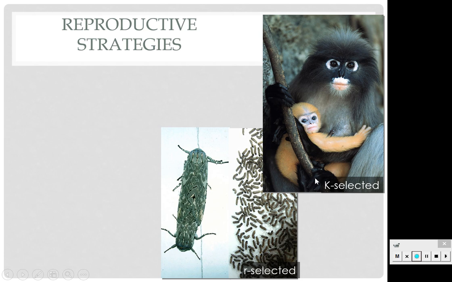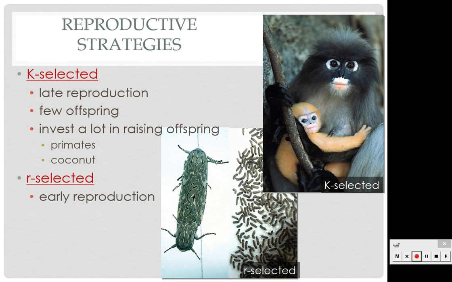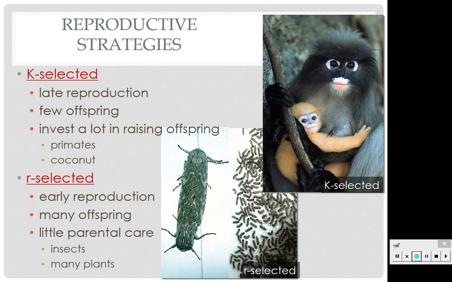Okay, so reproductive strategies. We have what's called K-selected and R-selected reproductive strategies. K-selected means that they have late reproduction and few offspring. They invest a lot in the raising of the offspring. This is what we see in primates, so we are K-selected individuals. A coconut is also this way. R-selected has early reproduction, many offspring, little parental care, and this is what we see in insects and many plants.